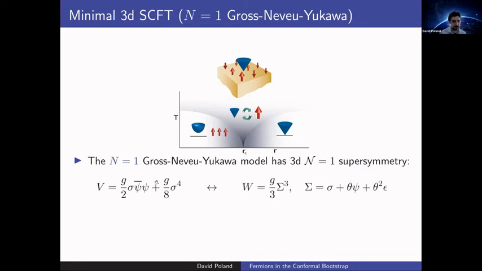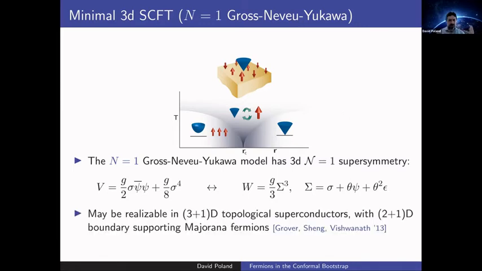Supersymmetry tells you there's a relation between the Yukawa coupling and the quartic coupling, which can be captured by a theory with a cubic superpotential in superspace. This theory also potentially has some applications to real systems. For example, it's been proposed that it might be realizable as something which lives on the boundary of topological superconductors, in work by Grover, Sheng, and Vishwanath.